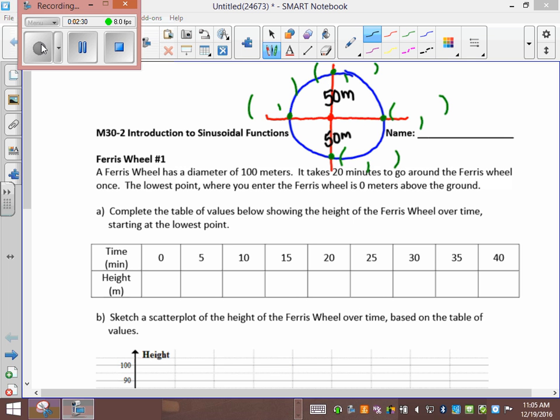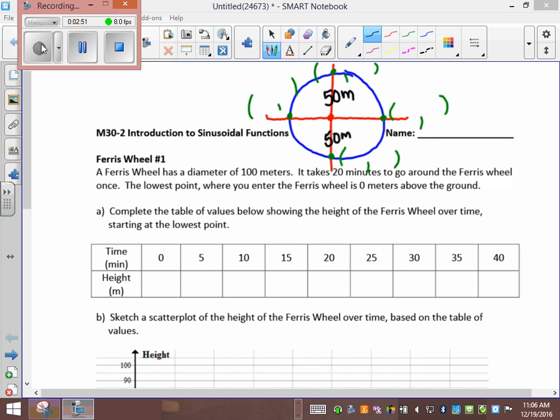It takes 20 minutes to go around the Ferris wheel once. It's important to know how long it takes to do one revolution. So it's 20 minutes because we're going to split this whole thing up. This whole thing is 20 minutes, right? It's a slow-moving Ferris wheel. So you're in a very slow-moving Ferris wheel. However, it is 100 meters high, so I guess it's not that. It's just a really large Ferris wheel.